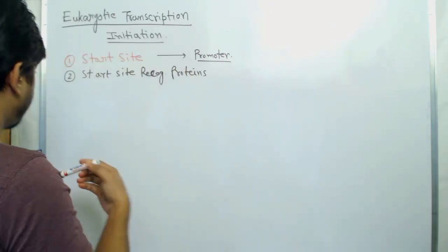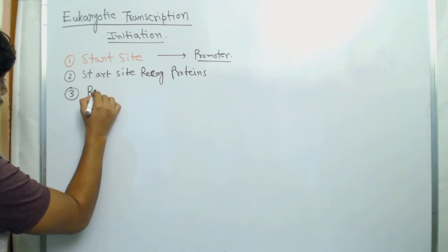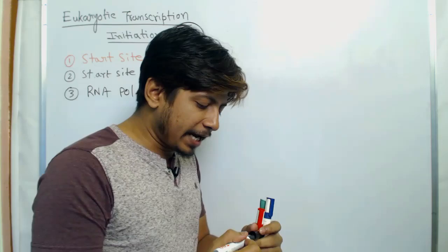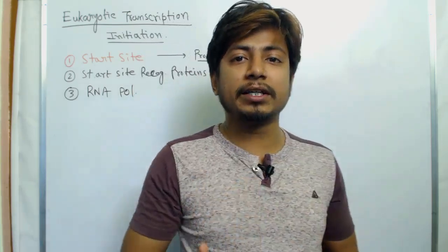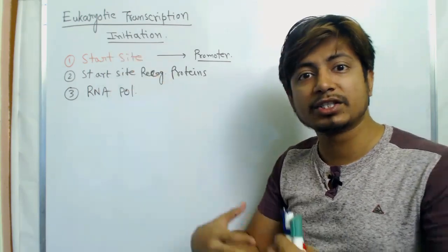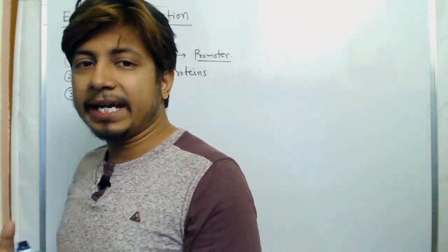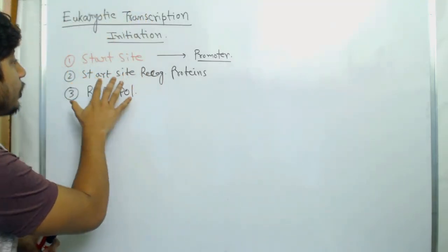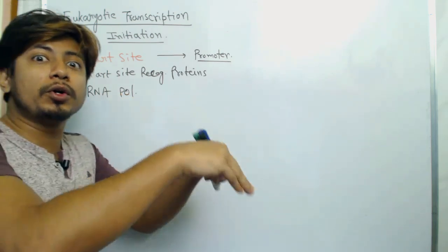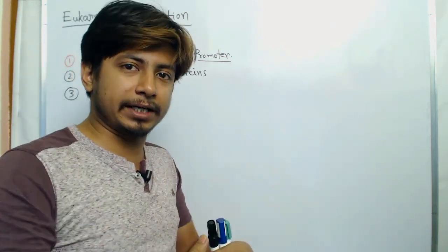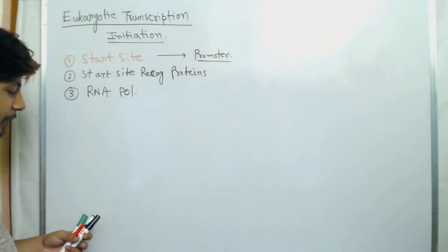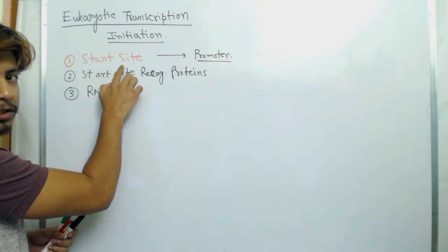But polymerase, let me write RNA polymerase, cannot initiate the transcription on its own, because RNA polymerase cannot directly bind to the start site and start the transcription. It requires the help of other accessory proteins, which are start site recognition proteins and polymerase recruitment proteins, which will initiate the process of transcription. Now the most difficult part about initiating the transcription is identification of the start site.